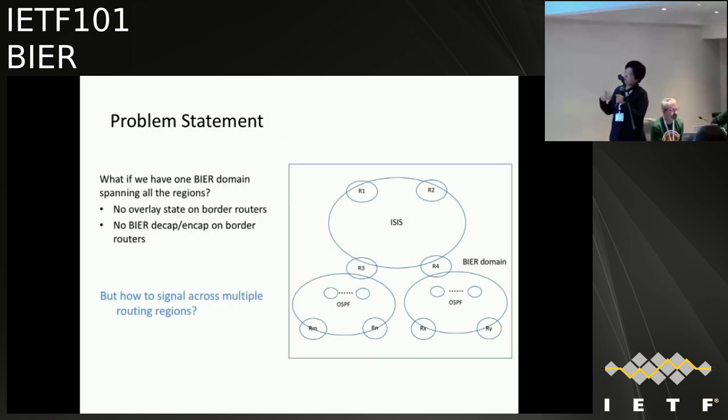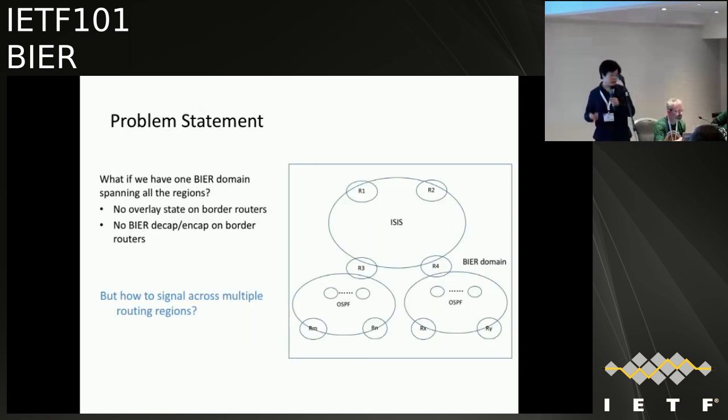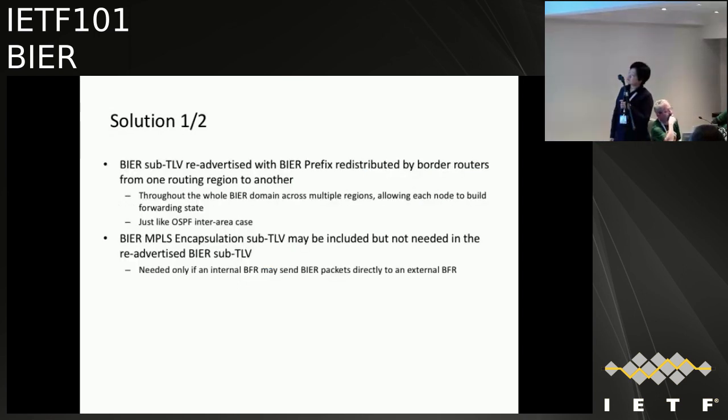What if we have one BIER domain spanning all the regions? If we can do it, then the 3 regions are merged into one BIER domain. So there is no overlay state on border routers such as R3 and R4, and no BIER decapsulation and encapsulation functions run in BIER routers. But the problem is how we advertise the BIER information across multiple regions. Let's see a solution.